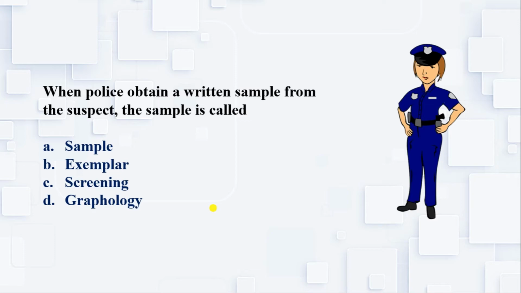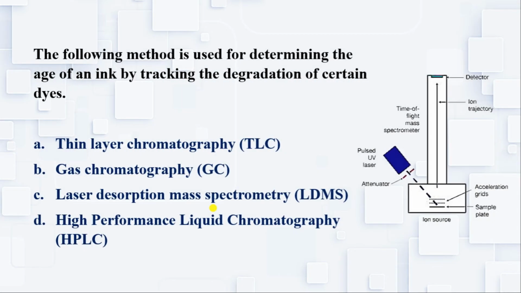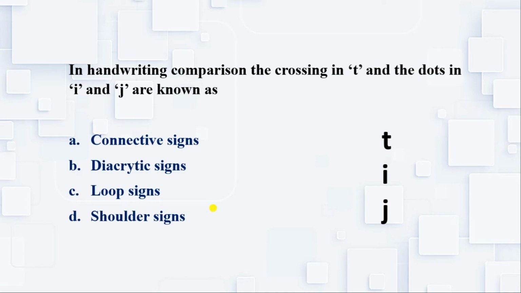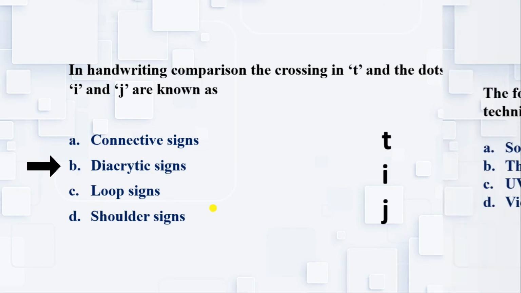The next question is, when the police obtain a written sample from the suspect, the sample is called. The correct answer is B, exemplar. The next question says, which of the following methods is used for determining the age of an ink by tracking the degradation of certain dyes? The correct answer here is laser desorption mass spectroscopy. The next question says that in handwriting comparison, the T crossing and the dots on the I and J are known as. The correct answer is B, diacritic signs.